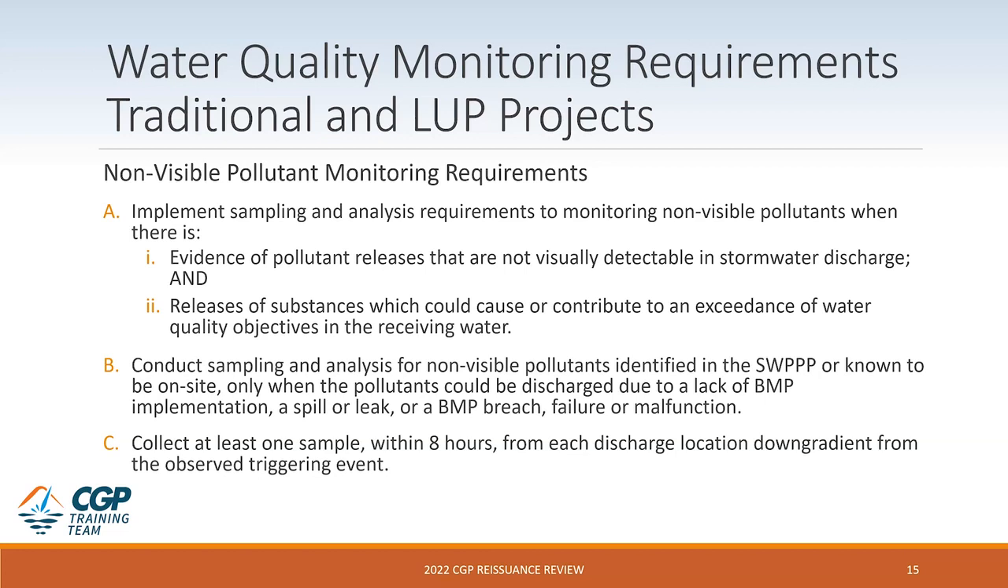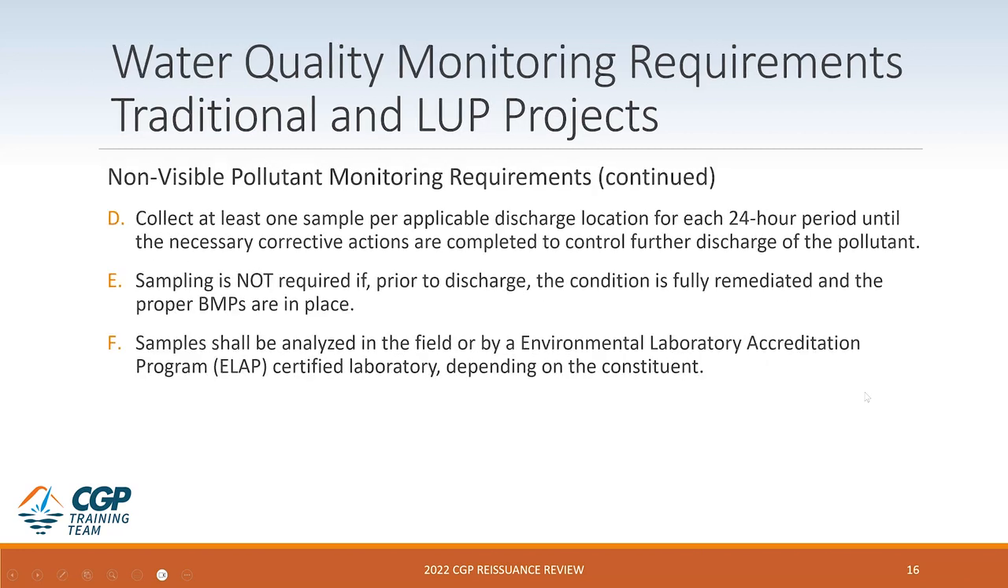We conduct sampling and analysis for non-visible pollutants identified in the SWPPP or known to be on site only when the pollutants could be discharged due to lack of BMP implementation, a spill or leak, or a breach, failure or malfunction, and we collect at least one sample within 8 hours from each discharge location down gradient from the triggered event. Collect at least one sample per applicable discharge location every 24-hour period.